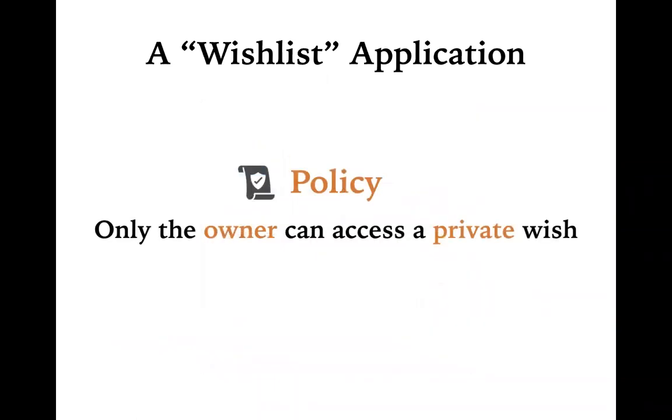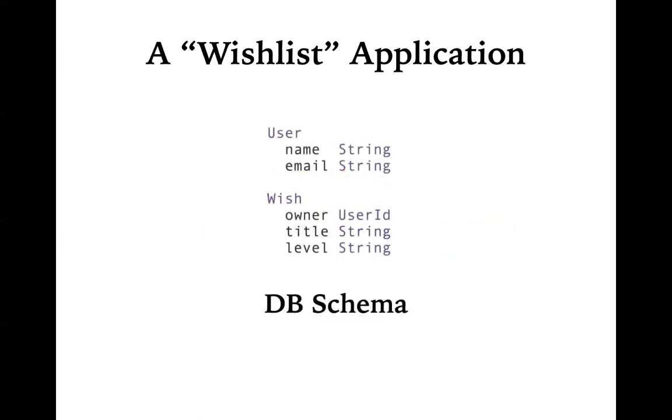Okay. So now imagine I have a policy that says that only the owner of a wish, that is to say Ranjit, me, can access a wish that was marked private. All the other wishes are not marked private, they're public, so anyone can see those. But the ones that are marked private should only be accessible to me. So here's a kind of web app 101 explanation.